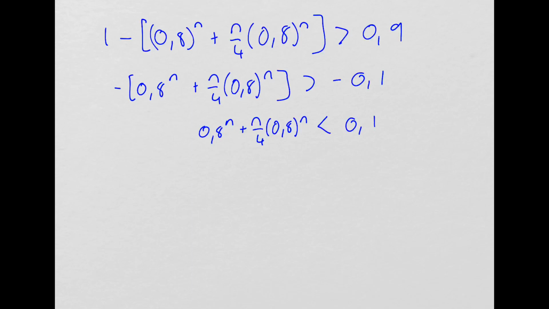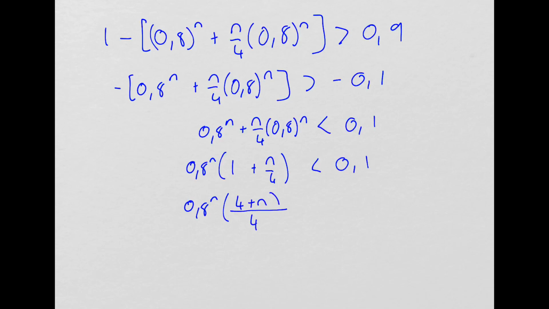Now factorize the 0,8 to the n out, and you're left with 1 plus n over 4 is less than 0,1. Simplify inside the bracket, get a common denominator of 4, which means you have 4 plus n at the top, and that's still less than 0,1. You can now multiply both sides by 4. So we get 0,8 to the power of n into n plus 4, just put in the variable first, which is now less than 0,4.